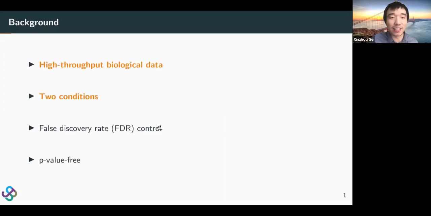So first, let's look at these concepts. In the title, we have: first, high throughput biological data, then two conditions, then false discovery rate control, and then p-value free. First, I would like to introduce our data, which is the high throughput biological data with two conditions.